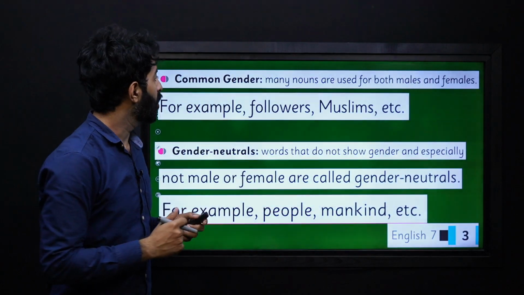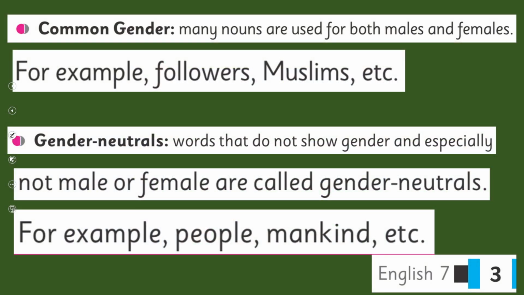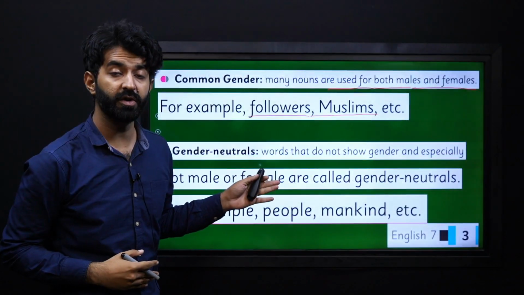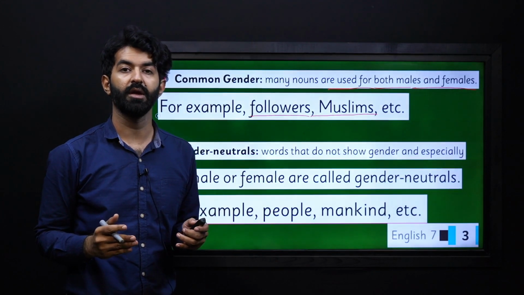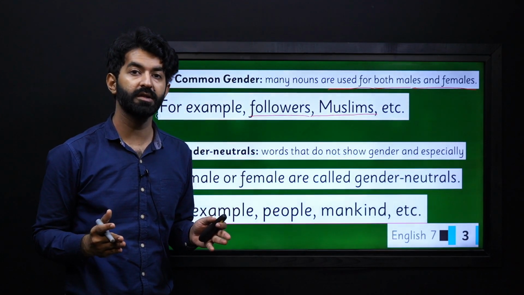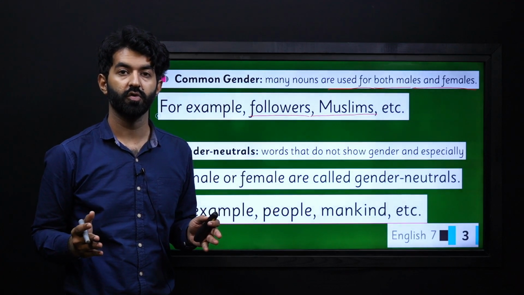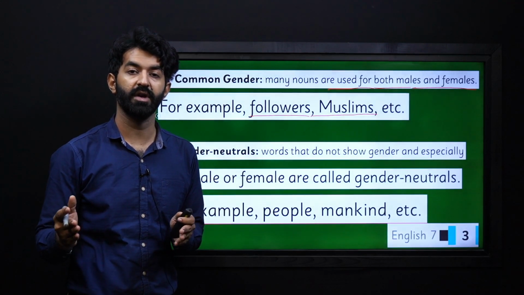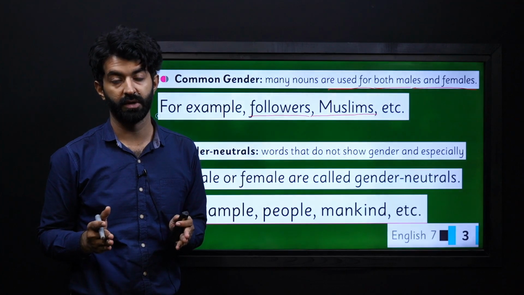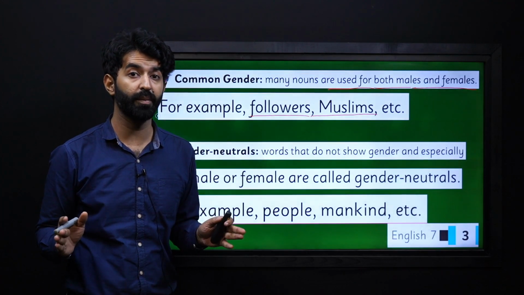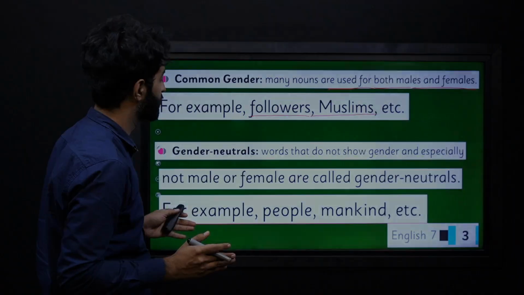Let's see some common gender. Many nouns are used for both males and females. For example, followers, Muslims, etc. If you read these nouns, they do not indicate any gender. Followers can be males and females combined. If someone has followers who are all females, still they will be called followers. These are common; they can be used with both genders.